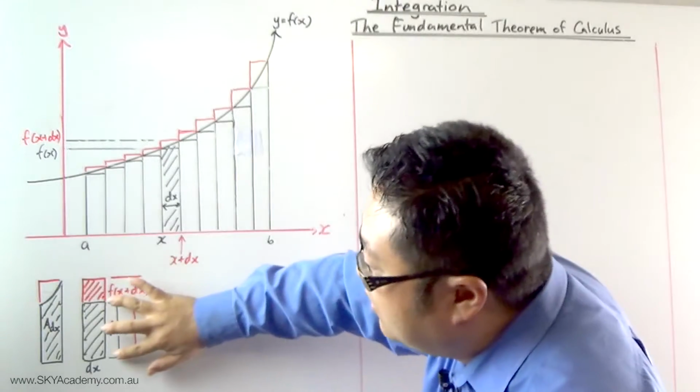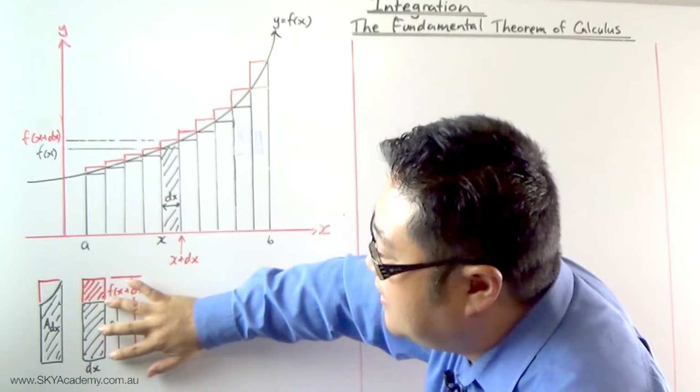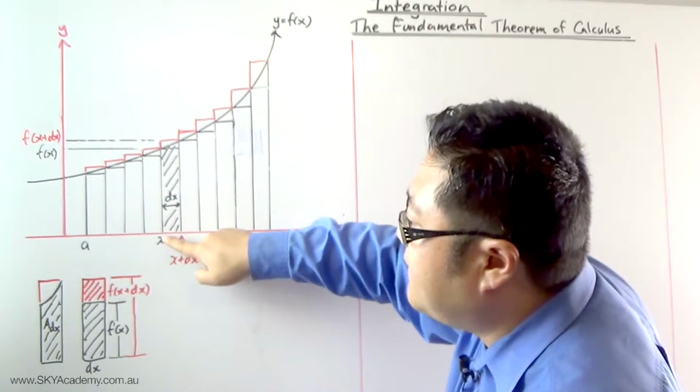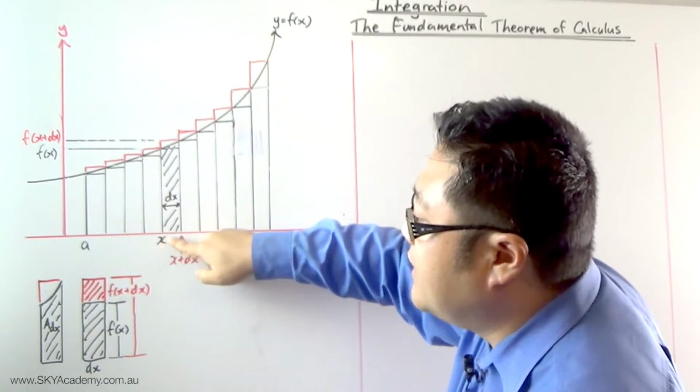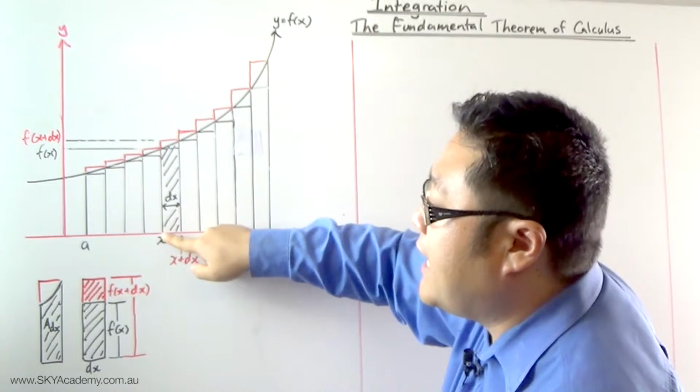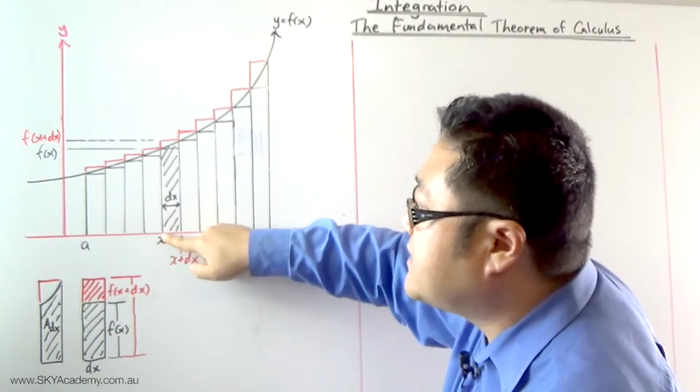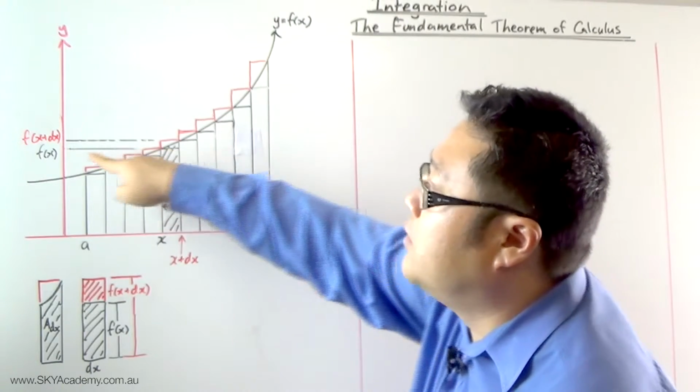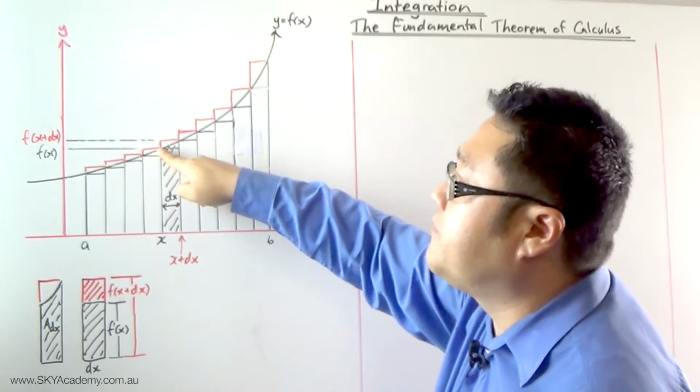So the height of the smaller rectangle, do you see, right, is if this point here has an x coordinate of x, the y coordinate will be f of x. Can you see that?